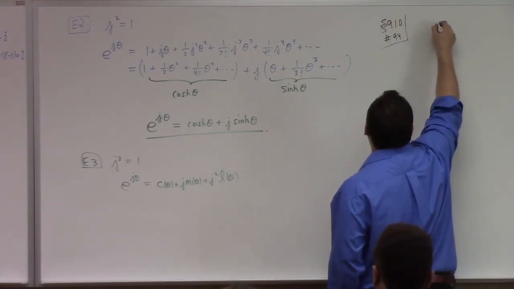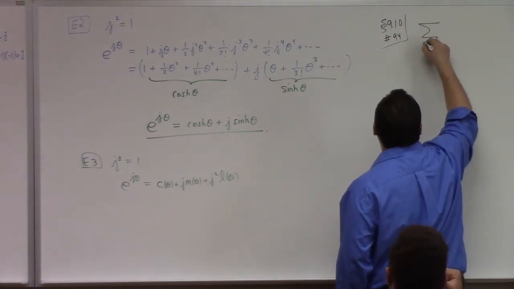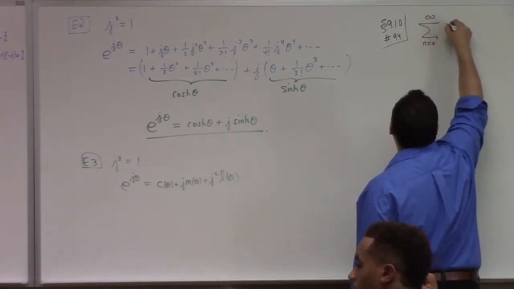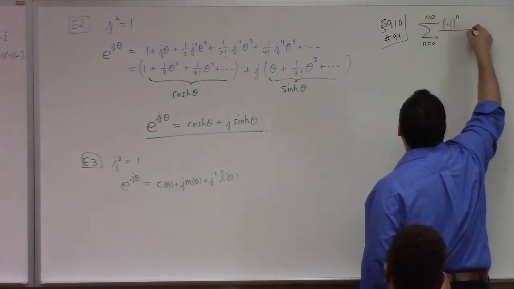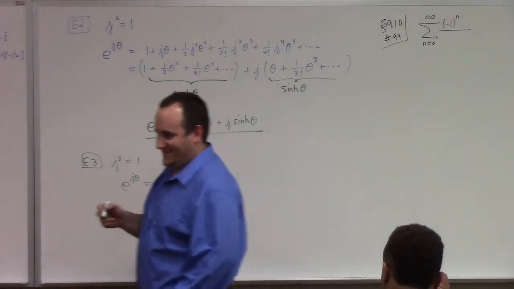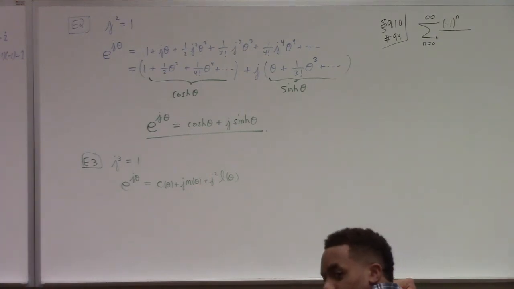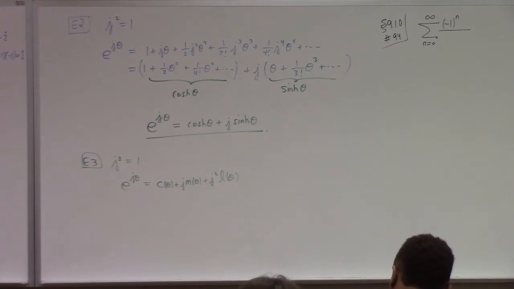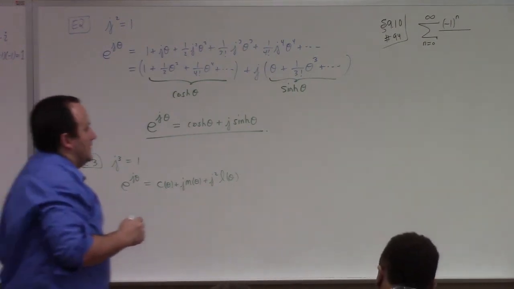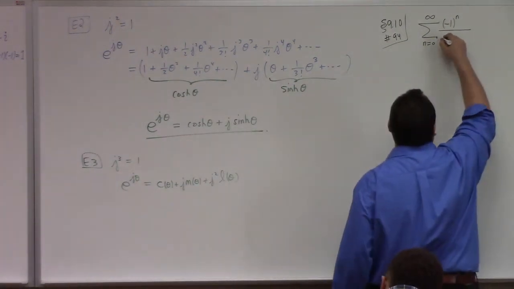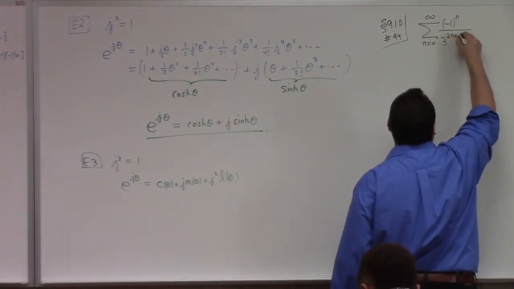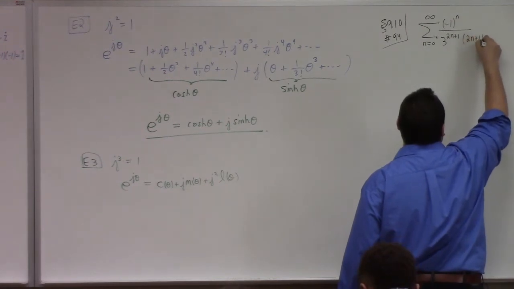Let's see here. We're looking at the sum n equals 0 to infinity of minus 1 to the n, right, over 3 to the 1 over 3 to the 2n plus 1, times 2n plus 1 factorial.